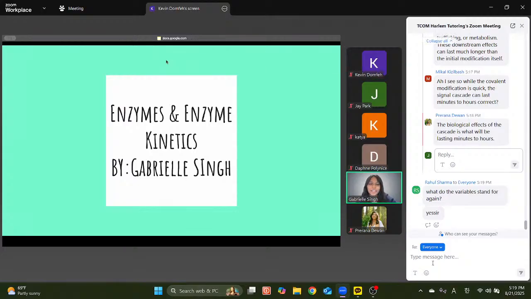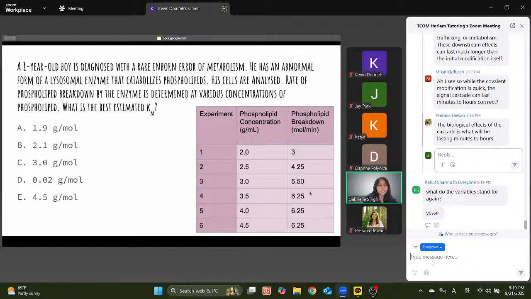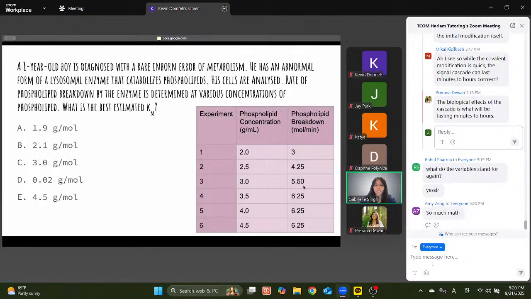Okay, hi guys. I'm Gabby. I'm going to be going over a couple of topics. We're going to start with enzymes and enzyme kinetics. So we'll start with the first question. Kind of long, but a 1-year-old boy is diagnosed with a rare inborn error of metabolism. He has an abnormal form of a lysosomal enzyme that catabolizes phospholipids. His cells are analyzed. The rate of phospholipid breakdown by the enzyme is determined at various concentrations of phospholipid. What is the best estimated Km?